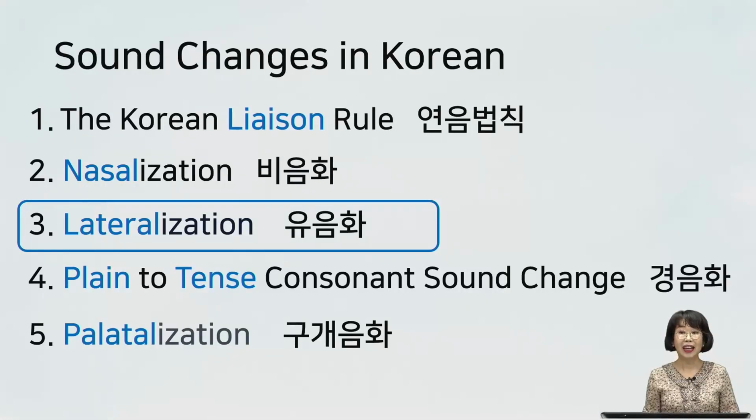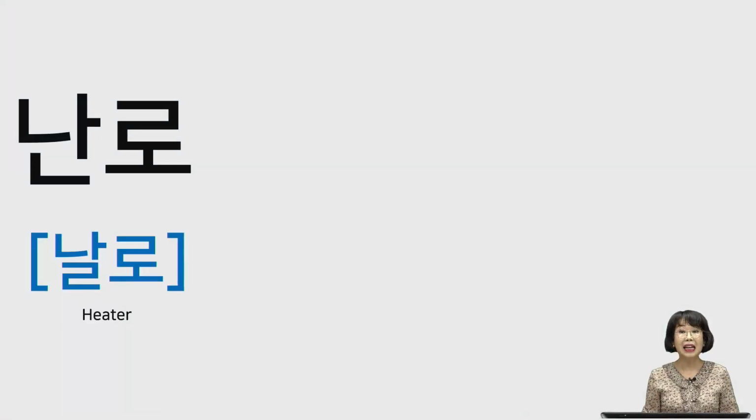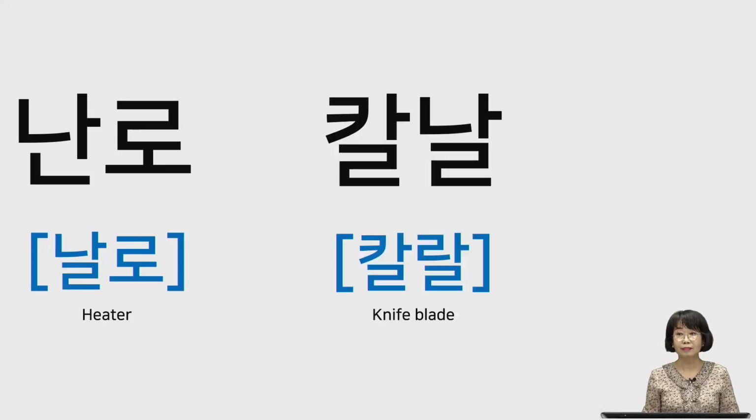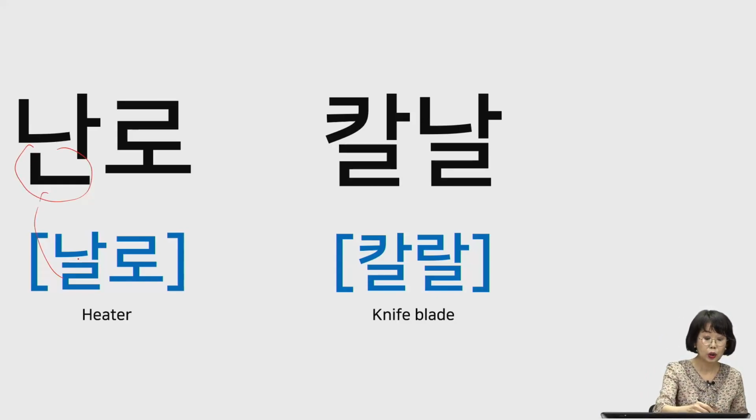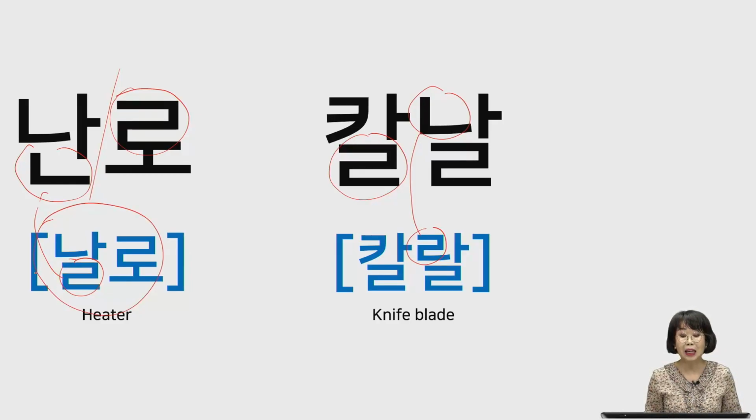Now, let's check lateralization. 유음화. It is related to 르 sound. 날로. 칼날. 느 changes to 르 sound under the influence of 르 liquid sound. Ordinarily, when you read it separately, 난로 is difficult to pronounce. So, 날로.